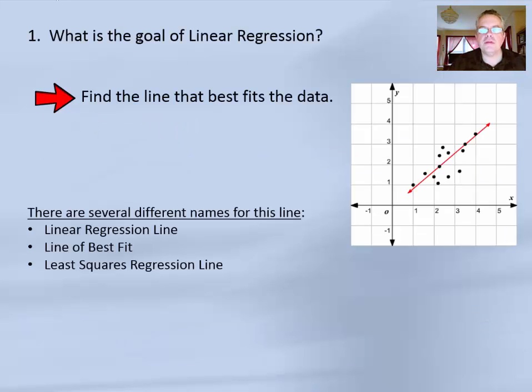Okay, so like I just said, the goal of linear regression is to find a line that fits the data. And there are several names for this line. The very first name of it is linear regression line. This whole process is called regression, fitting a line or a curve to data. So the linear regression line is the line of best fit. That's another name for it. And yet another name for it is the least squares regression line. There might even be more names for it.